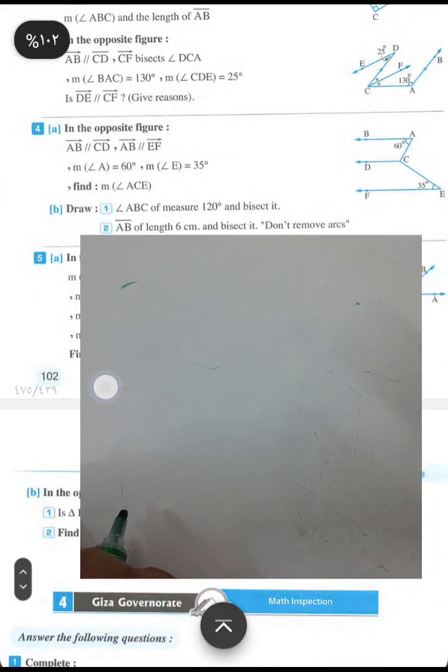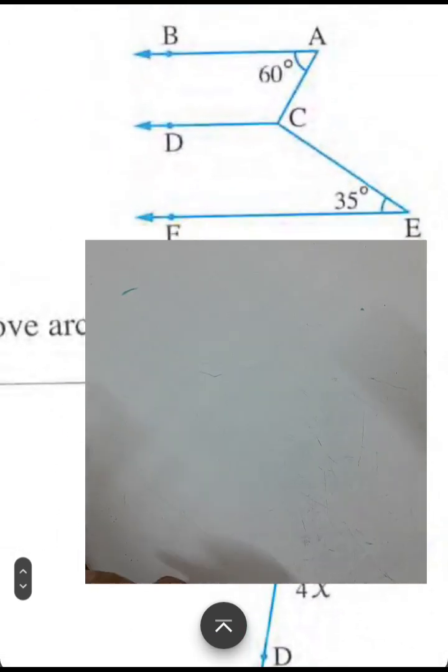Next question. Here we want to find the measure of angle ACE. In this example, we want to find this angle. We can find the proof for this example by using two interior angles on the same side of the transversal. The measure of angle here is 35, subtracted from 180, to find this angle.